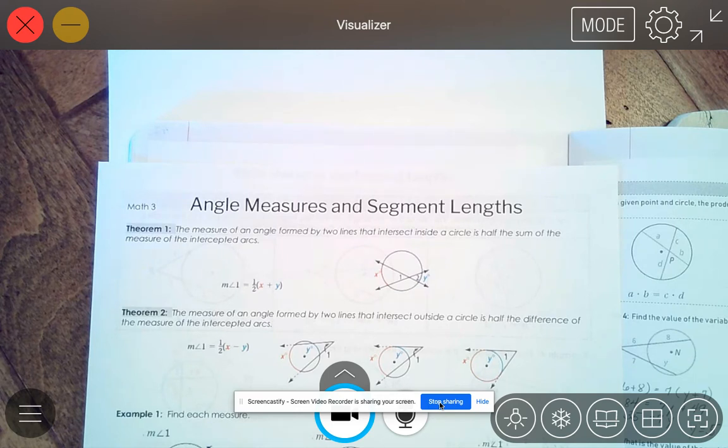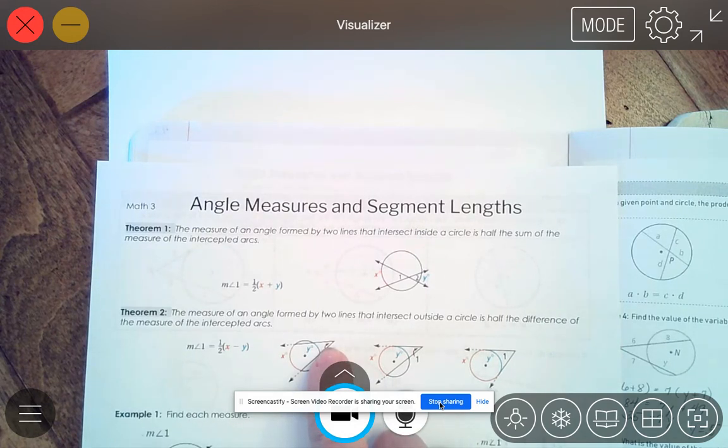Theorem 2 says that the measure of an angle formed by two lines that intersect outside the circle is half the difference of the measures of the intercepted arcs. So if I'm looking for the measure of one formed outside the circle, I can take half of the big arc out here and then subtract that small arc, and I'm going to get that angle in there.